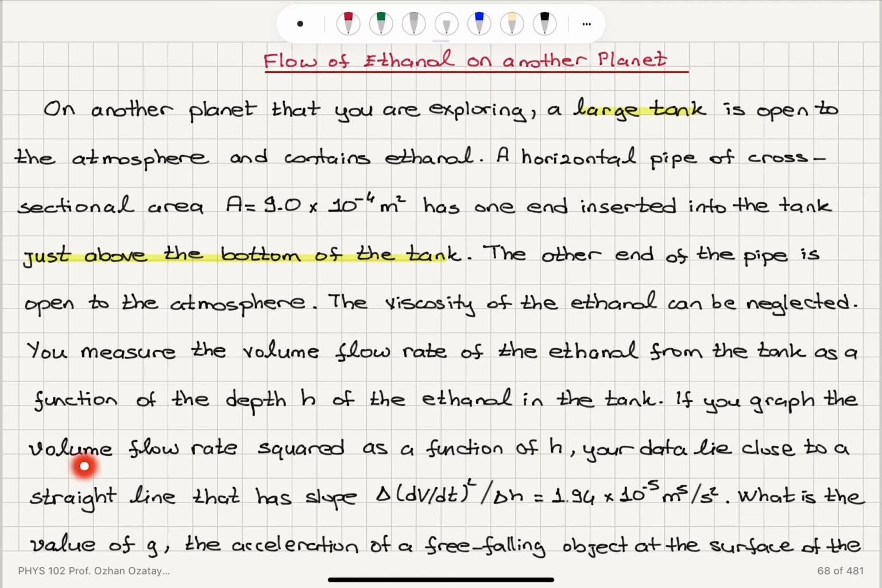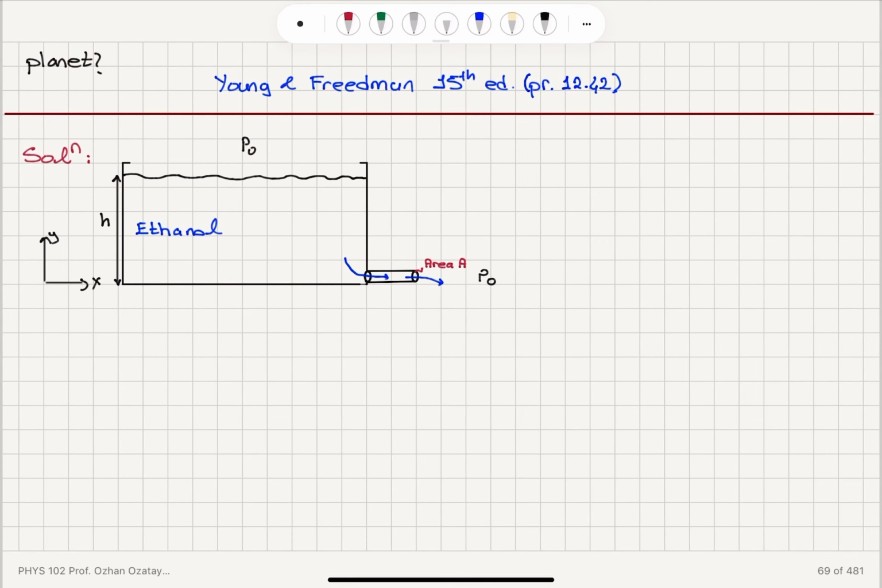If you graph the volume flow rate squared as a function of h, your data lie close to a straight line that has slope 1.94 × 10^-5 meters to the fifth over second squared. What is the value of g, the acceleration of a free-falling object at the surface of the planet?